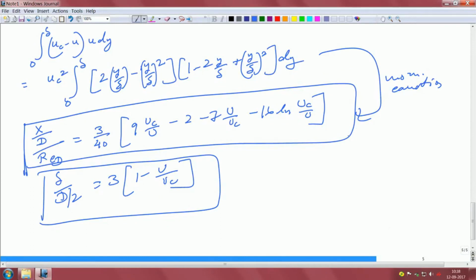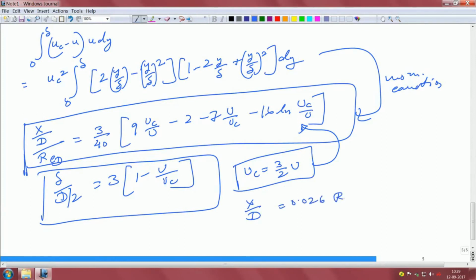Now, this particular expression, which is basically the x momentum equation, at the edge of the boundary layer, where we already saw that Uc becomes 3/2 of u, that means the center line velocity becomes 1.5 times the mean velocity. If we substitute that in this expression, because they all are combinations of Uc and u, then this expression yields x/D equal to 0.026 times Reynolds number D. This is almost of the same order as 10 to the power of minus 2 Reynolds number.